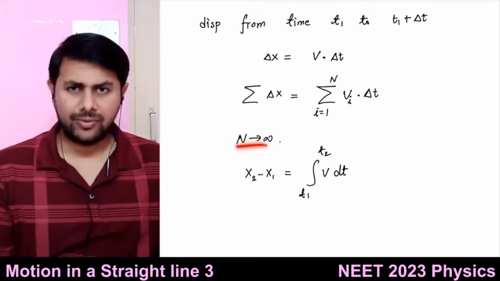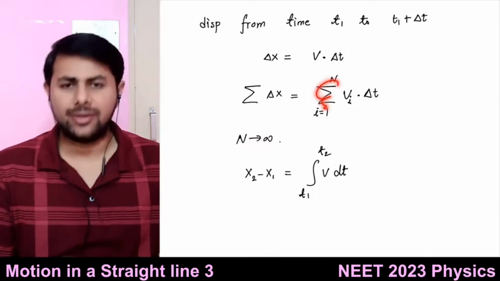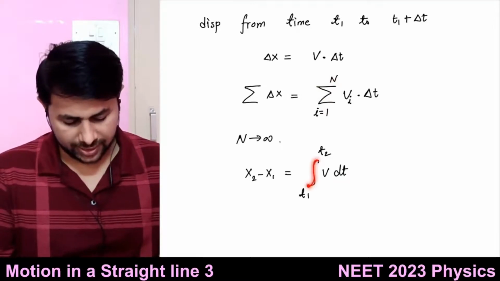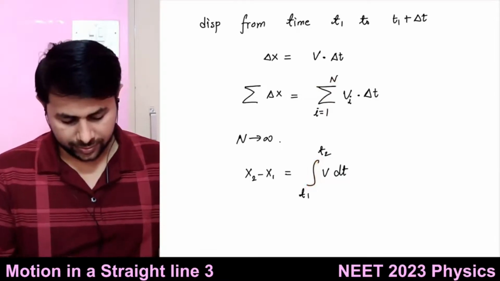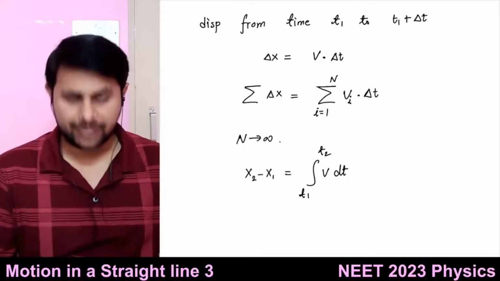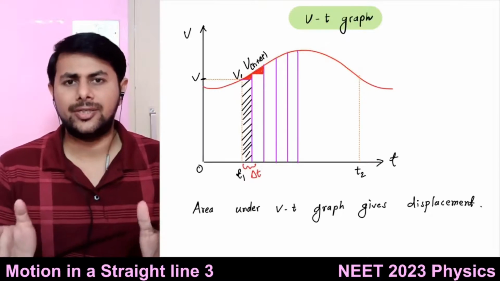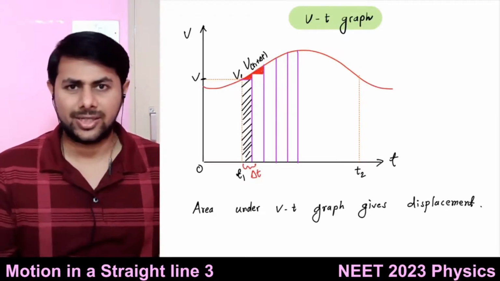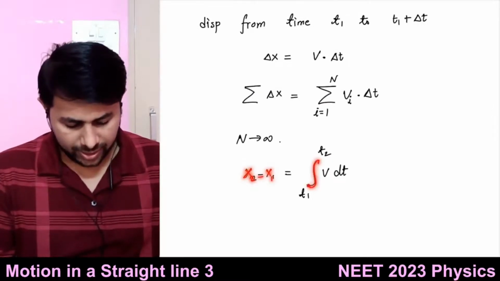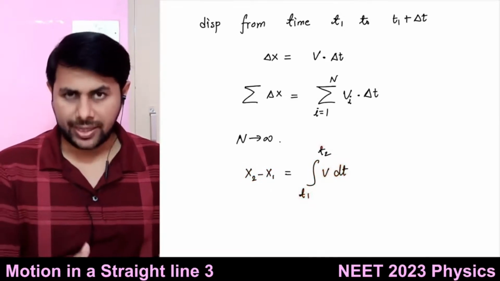So in this limit, when n is very large, almost infinity, this summation becomes an integration. It's written like this. So we get the exact change in position, so we get the exact displacement. That means we get the exact area under this curve if we divide the total area into infinitely small segments. So the error will be negligible, zero. All right, so change in position is given by what? It is the integral of v dt from time t1 to t2. That's how we write it.